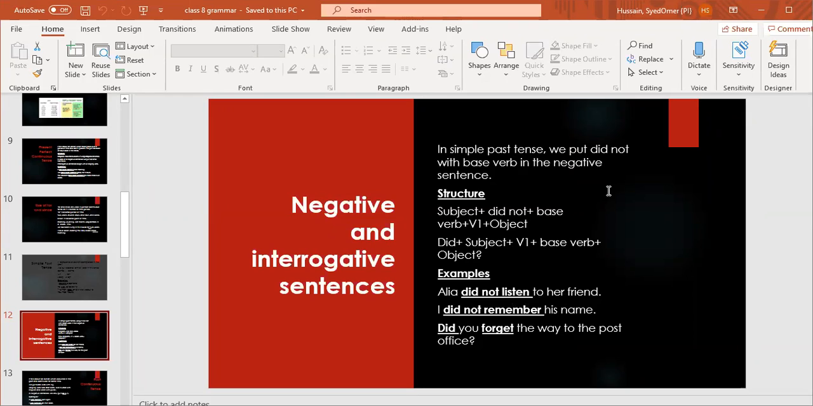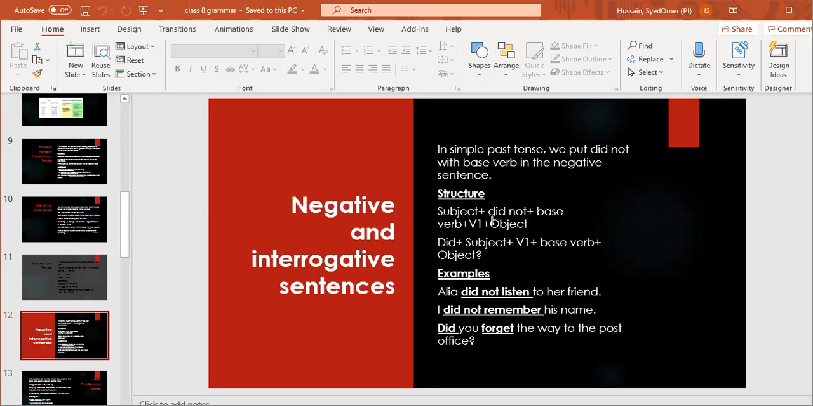Okay. So if it is Alia listened to her friend, in the paper, how will you know that it's simple past? Alia listened to her friend. You underline listened and you say, okay, this is past tense. Now I'm going to change it into negative. Alia did not listen to her friend. So with did not, we put base verb.